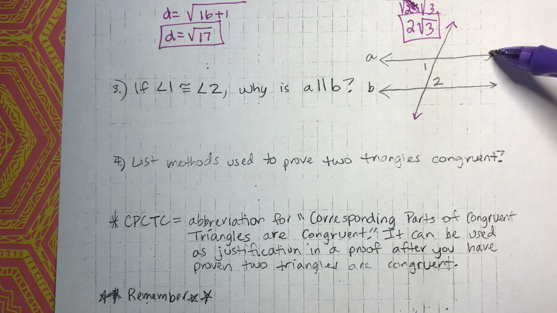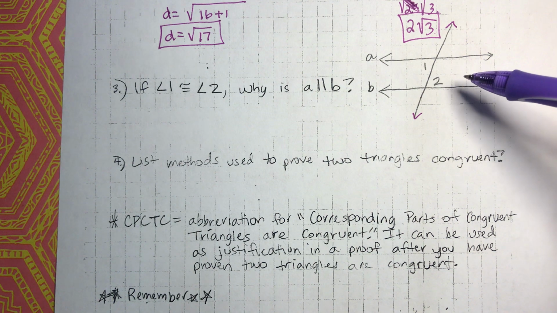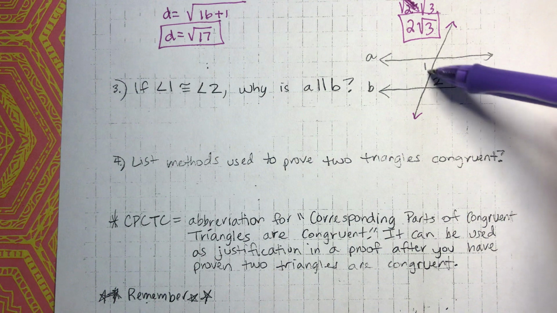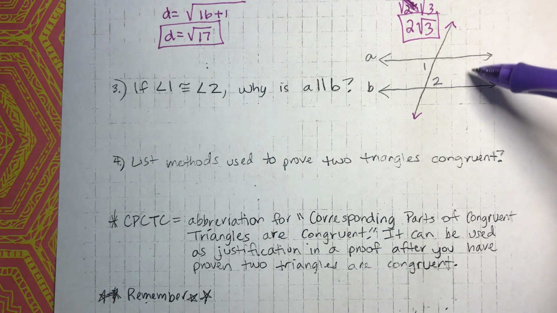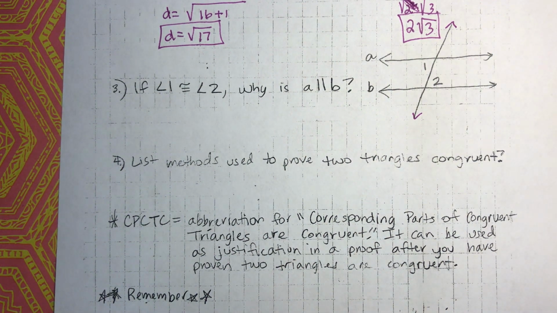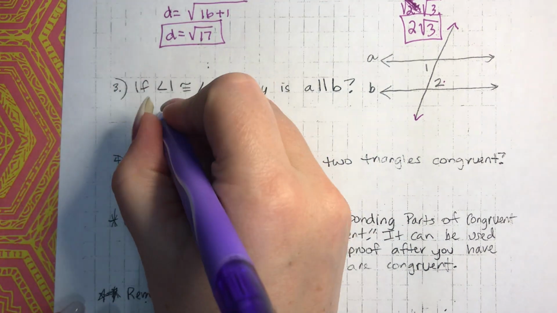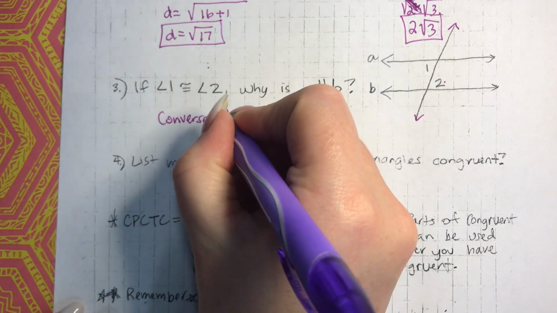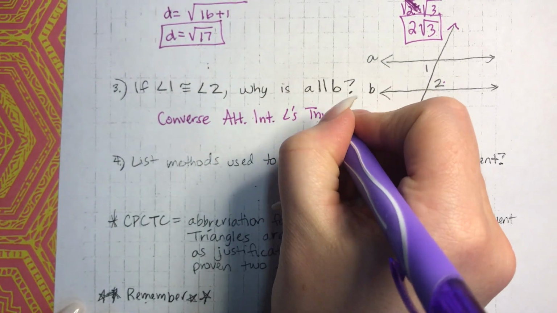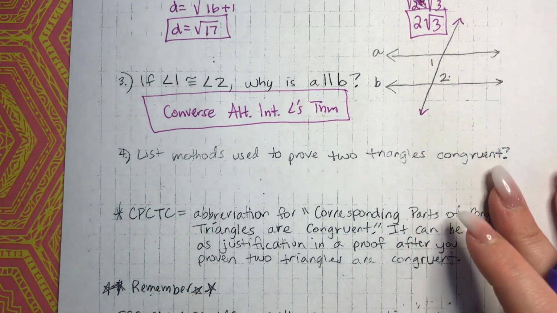And remember, if they're parallel, then these angles are congruent by the alternate interior angles theorem. However, remember the converse? If these two angles are congruent, then you know that these lines are parallel by the converse of the alternate interior angles theorem. So if angle 1 and angle 2 are congruent, why are these two lines parallel? They're parallel because of the converse of the alternate interior angles theorem. Boom. Shakalaka. All right, cool.